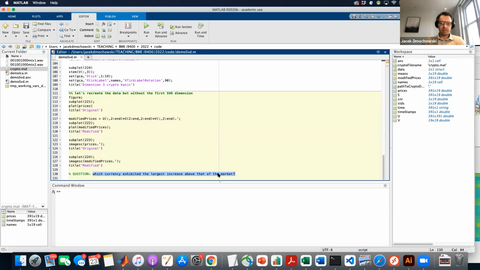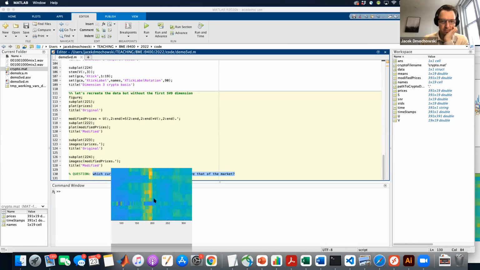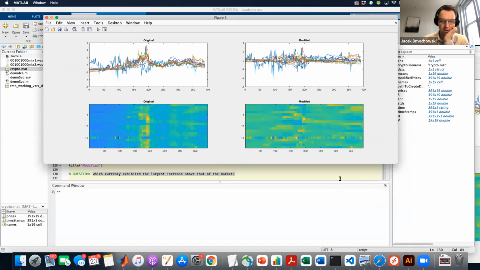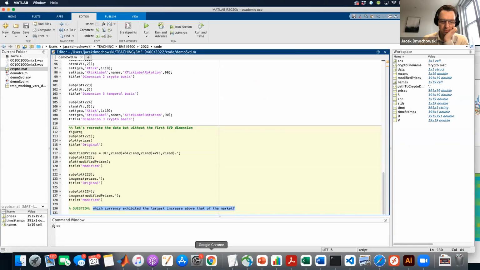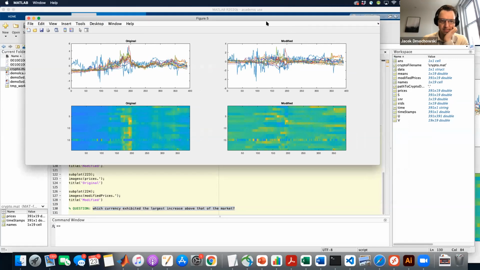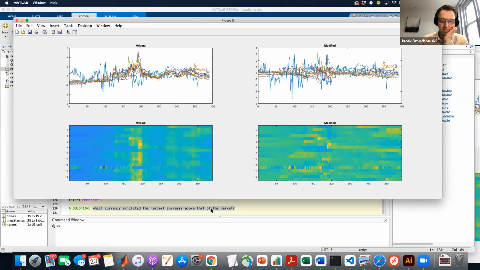I'm going to shut up for a few minutes and let you think about it. I'm also going to put up the data because it may help. So the question is, which cryptocurrency here went up the most above that of their global market trend?